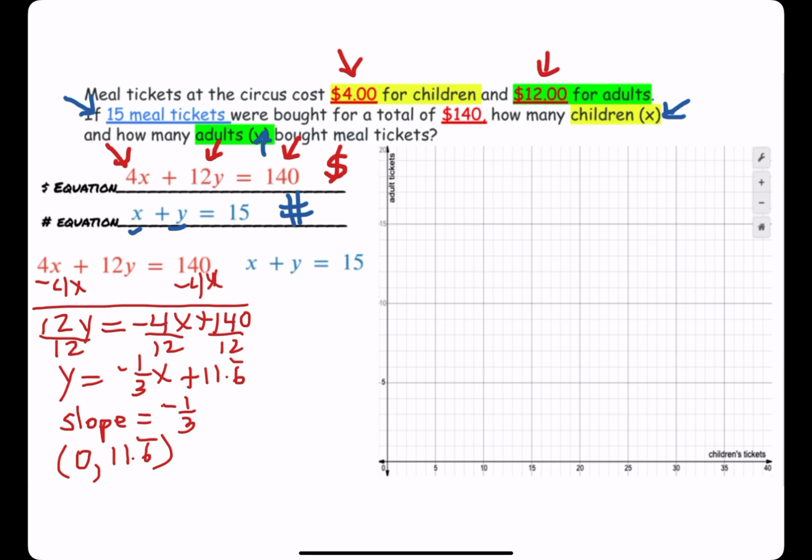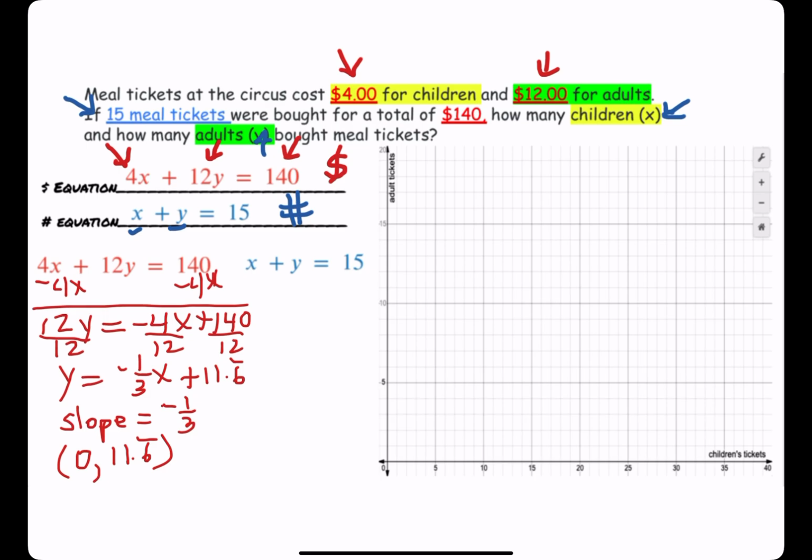So I can do one of two things. I can try typing y equals negative 1/3 x plus 11.6 repeating into the y equals on my calculator, my TI-84, but the repeating decimal may still give me some problems. So what I think I'm going to do is find a different point to start from rather than the y-intercept.